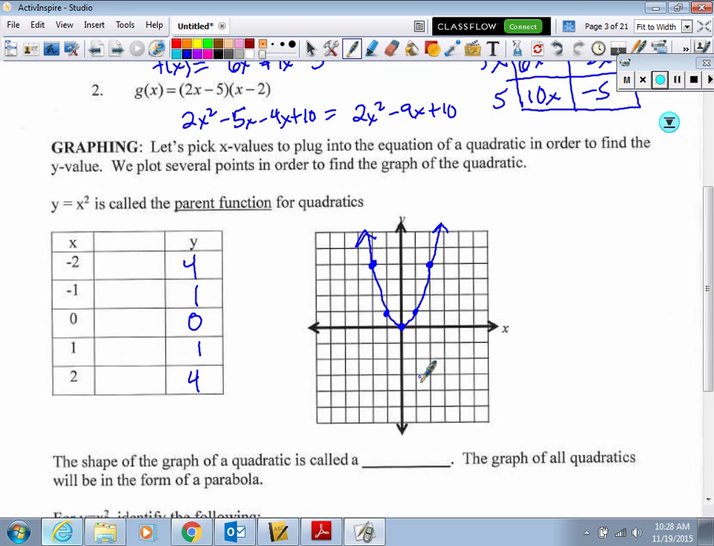Okay, so now keep in mind you can also use a table function on your calculator to get the table if you want to do it that way as well. This was an easy function, so that's why I just did it. Okay, so the shape of a graph of a quadratic is called a parabola. It's a curve or a parabola is what it is. Okay, I'm guessing that's what they're looking for. And then the graph for all quadratics will be in the form of a parabola. Okay, yeah. Not really, but okay.